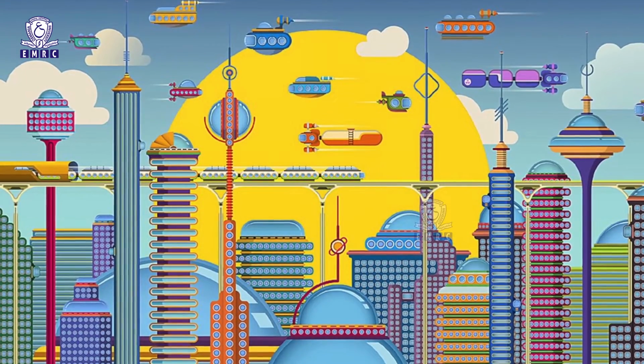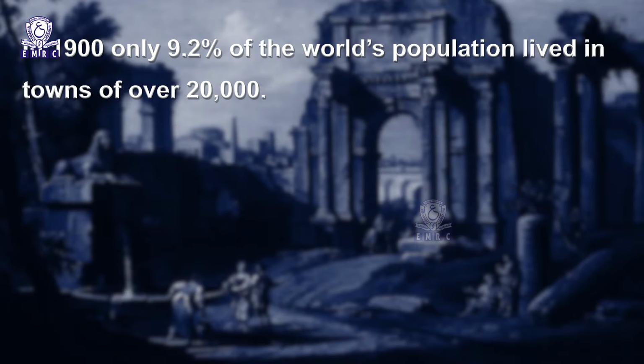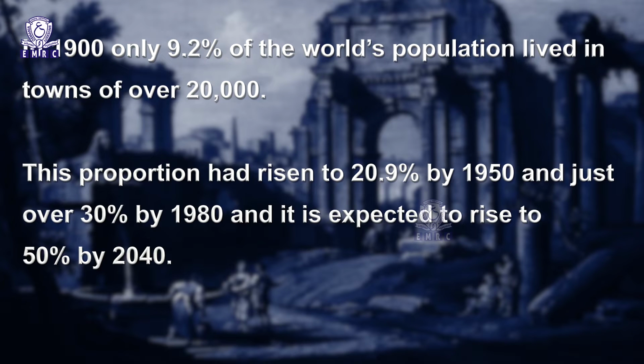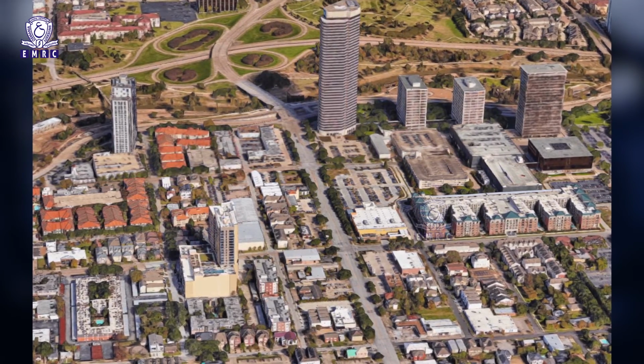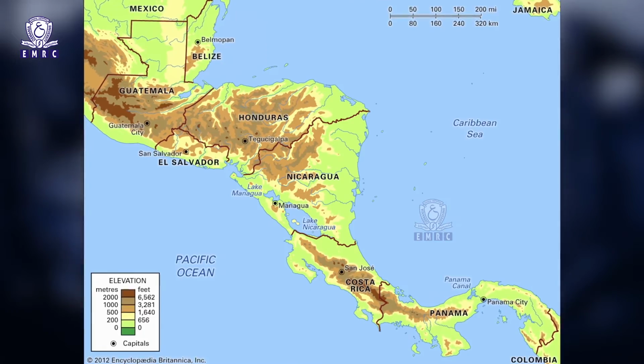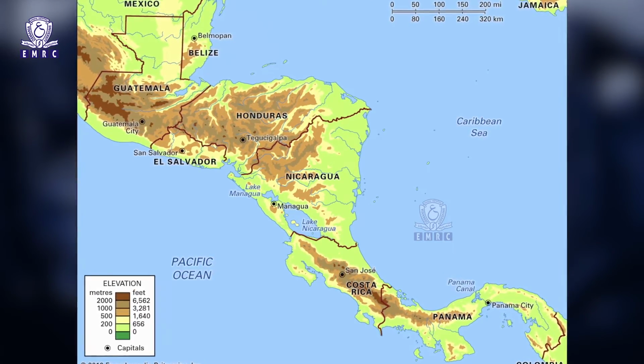In recent decades, the growth of urban settlements has continued at a very high rate in many parts of the world. New towns are being created and large cities are becoming gigantic. In 1900, only 9.2% of the world's population lived in towns of over 20,000. This proportion had risen to 20.9% by 1950 and just over 30% by 1980, and it is expected to rise to 50% by 2040. Urban growth is in fact now taking place at a faster rate in the tropics than in either Western Europe or America.